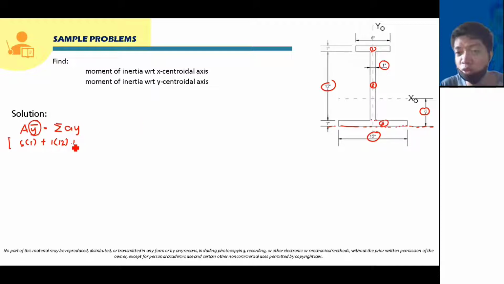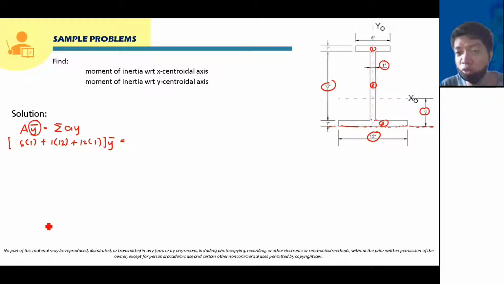So this will just be 12 times 1, right? So that will be the total area, no? So multiplied by y bar. So this will be equal to the summation of each area multiplied by their corresponding y coordinate from the reference axis. So let's say we start from area 1.